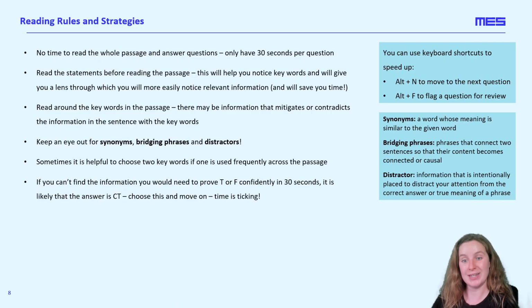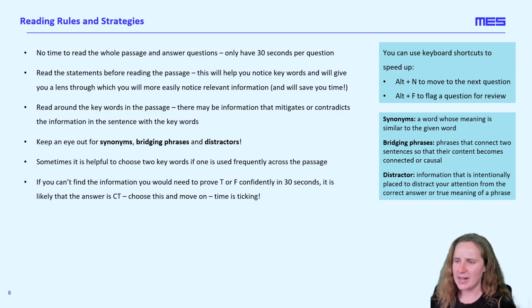They may not use the exact same word, so they may not say that an event began on the 30th of April 1916, but they may say the commencement of that event was in April 2016.